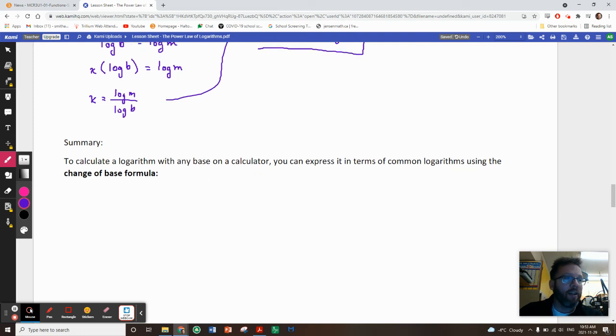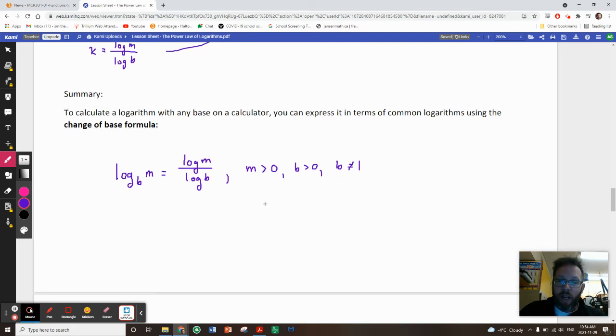We can summarize this. This is called the change of base formula. So we'll get it down here. Log base b of some result m is equal to log of m divided by log of b. And of course, we have the usual restrictions. Since we're doing logs, you can't have a negative inside a log. So m has to be bigger than 0, b has to be bigger than 0, and of course, b can't be equal to 1. Why can't b be equal to 1? Because then the log of 1 would be 0, and you'd be dividing by 0. But m could be equal to 1. So, very useful change of base formula.